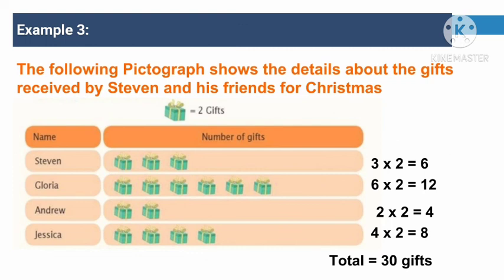Stephen got 3 parcels, which means one parcel is 2 gifts, which means 3 twos are 6 gifts Stephen got. Gloria got 6 into 2, 12 gifts. Andrew got 2 into 2, 4 gifts. And Jessica got 4 into 2, 8 gifts. So totally they got 30 gifts. So please remember, you have to look at the key when it is given in the pictograph. Here one parcel is equal to 2 gifts.